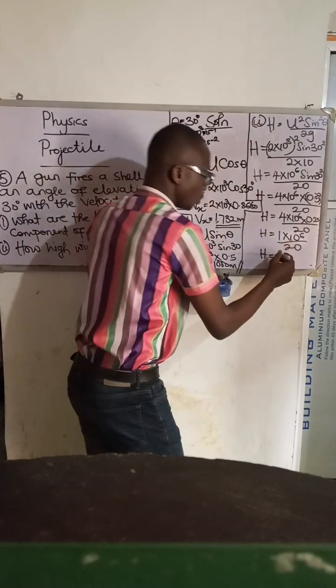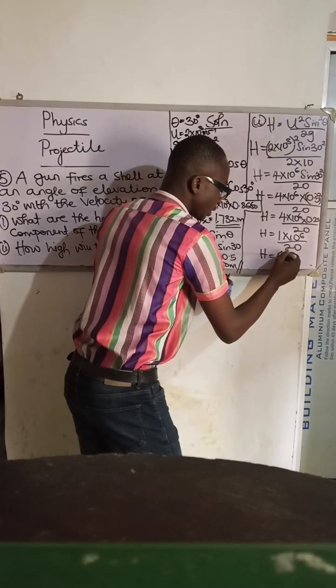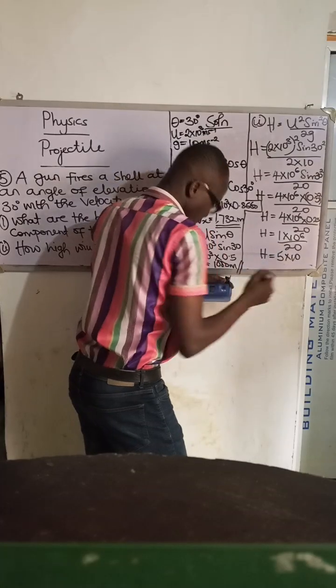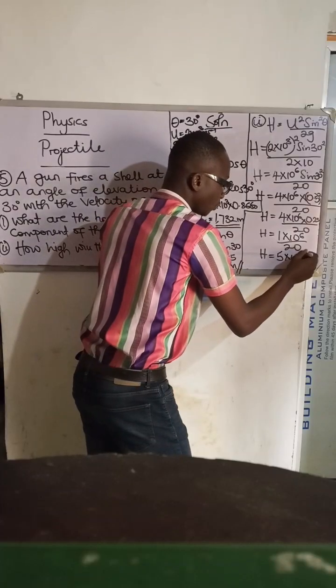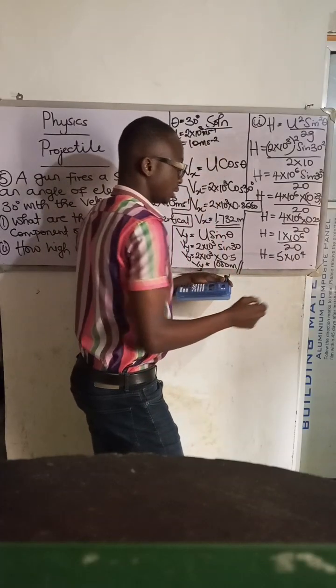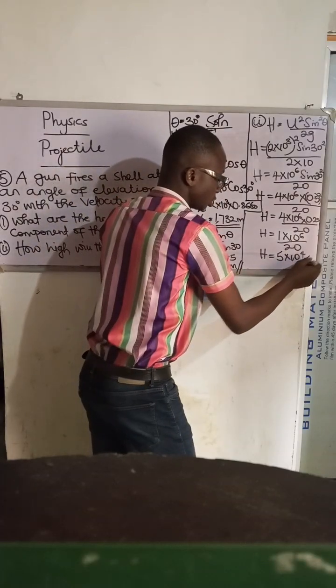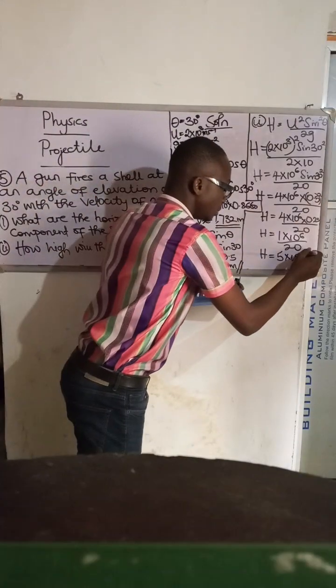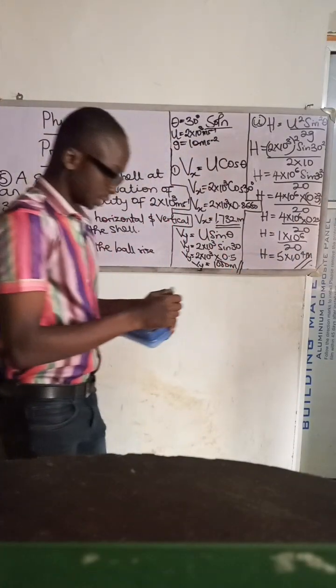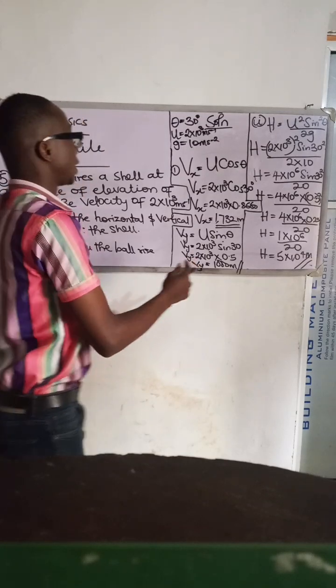Converting into standard form, you have 5 times 10 raised to the power of 4. This is your final answer. The maximum height is in meters. Please take note, it is in meters. So this is your final answer.